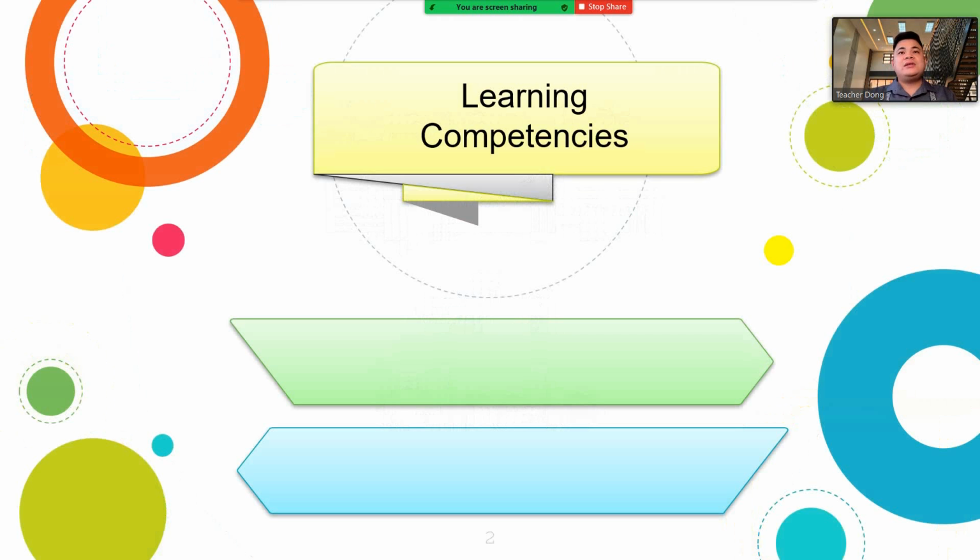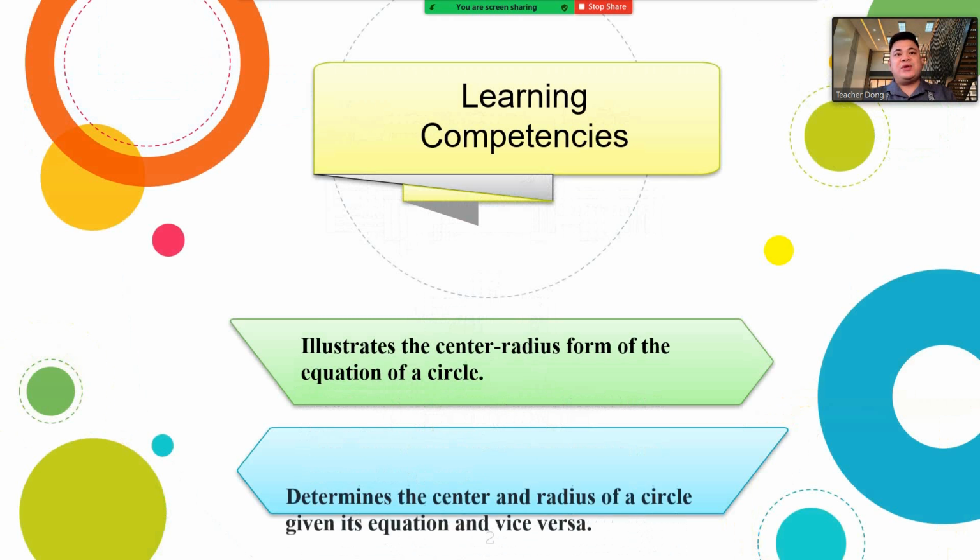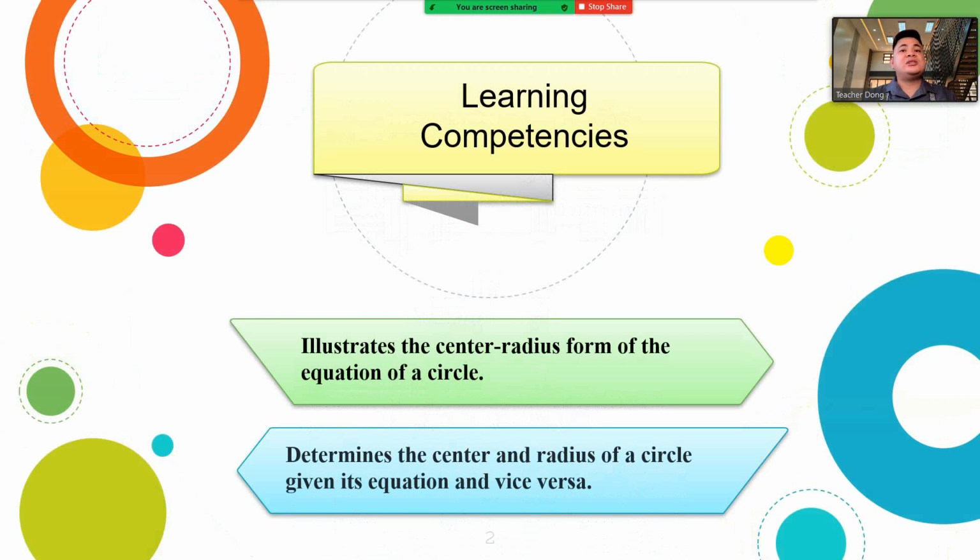Now, what are the MELCs or learning competencies for this? We're going to illustrate the center-radius form of the equation of a circle, and we will also determine the center and radius of a circle given its equation, and vice versa. These are the target competencies that we are going to have here.